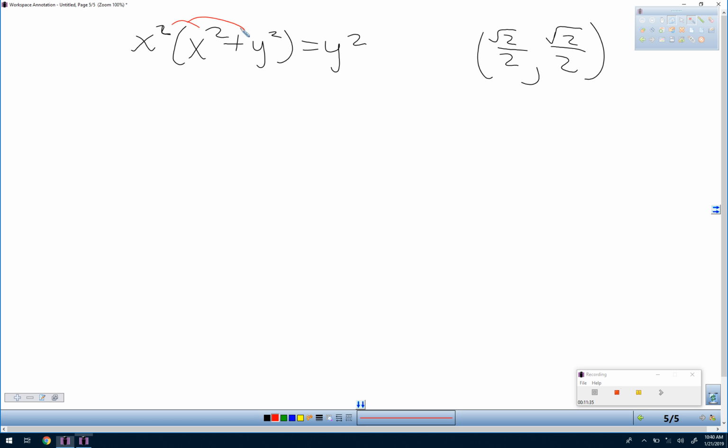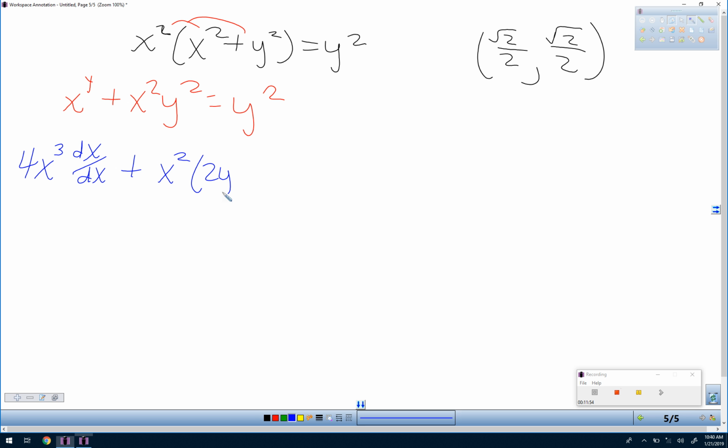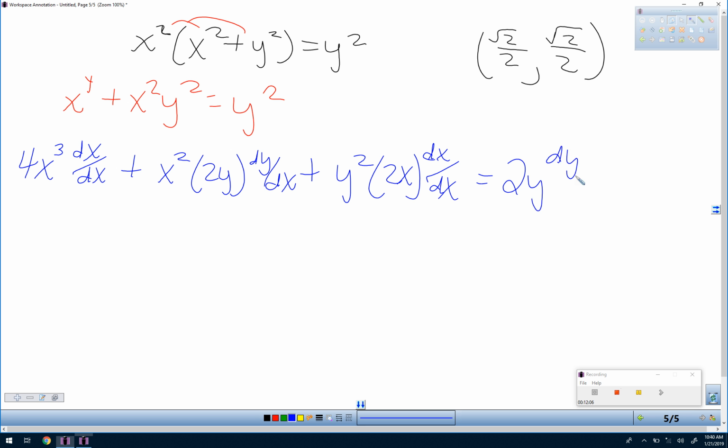I'm going to distribute this first, and so that'll give me x to the 4th plus x squared y squared equals y squared. And now I'm going to take the derivative of this. So the derivative of this will be 4x cubed dx/dx. Plus now the product rule should be first times derivative of the second, which would be dy/dx, plus second times derivative of the first, which would be dx/dx. That's it, equals 2y dy/dx. And now, again, I'm going to try to solve this for dy/dx.